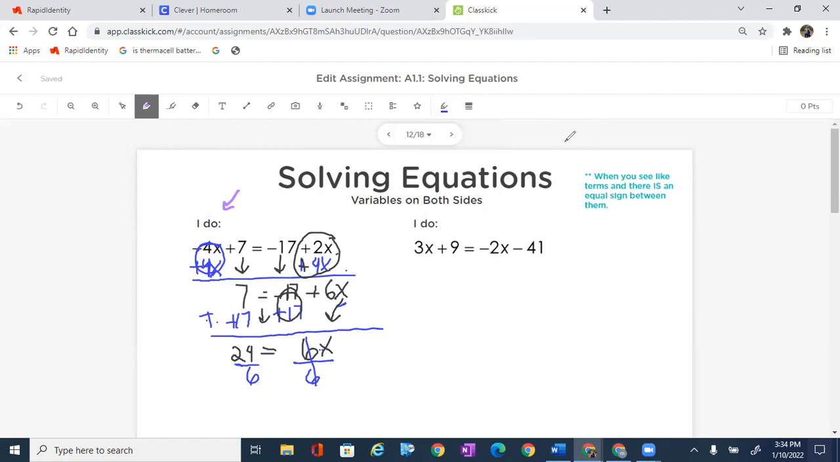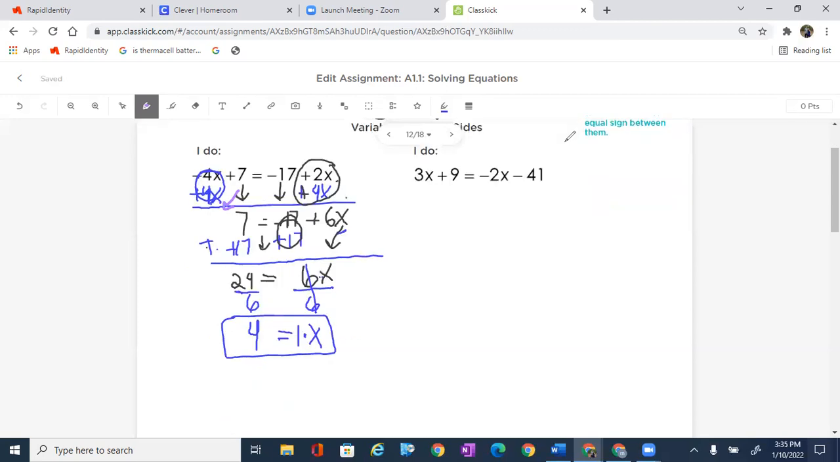That's going to cancel, gives me the 1x that I'm looking for, because 1x is just simply x, and 24 divided by 6 is 4. So 1x equals 4, or we could just simply write x equals 4, or 4 equals x.